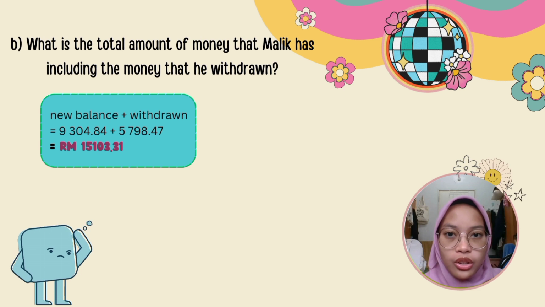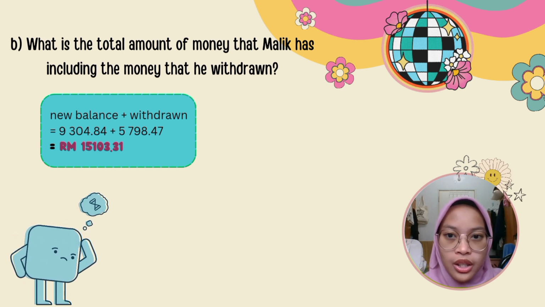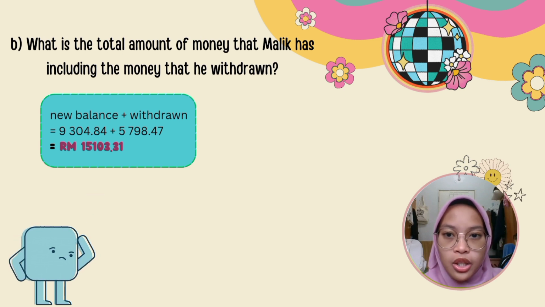Question B. What is the total amount of money that Malik has including the money that he withdrew? So to find the total amount, the new balance has to be added to the withdrawn amount, which is 9304.84 plus 5798.47. We will get RM 15103.31. That's the answer.